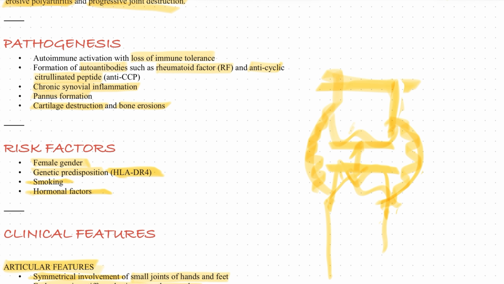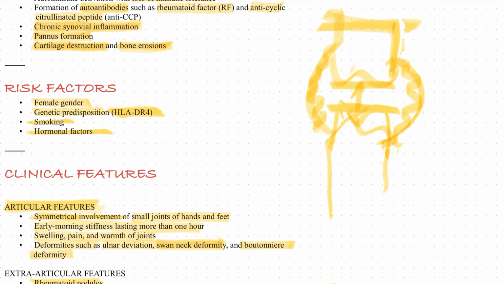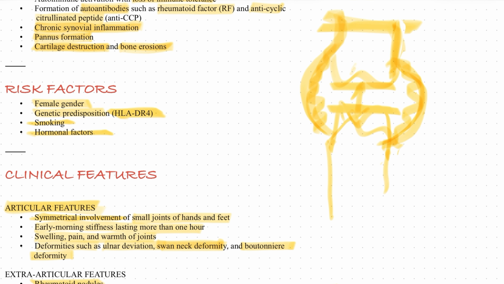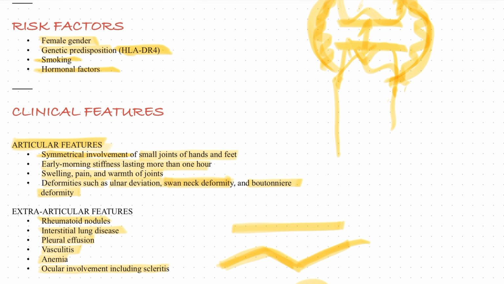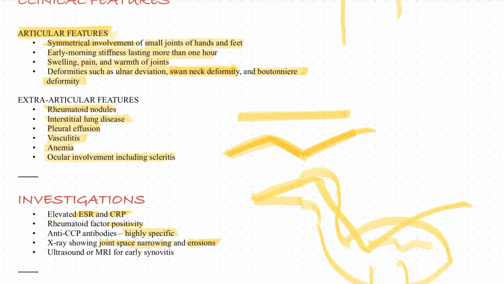Then pathogenesis, autoimmune activation will be seen, which leads to loss of immune tolerance, which leads to formation of autoantibodies. Then leading to chronic synovial inflammation, pannus formation, cartilage destruction and bone erosions will be seen. Just because of the knee joint, because it is a typical joint, you can remember that in rheumatoid arthritis it will most commonly involve small joints. Don't get confused, I forgot to transition the topic. Then coming to risk factors: female gender, genetic predisposition, HLA-DR4. You need to remember that. Smoking, hormonal factors. Then articular, extra-articular.